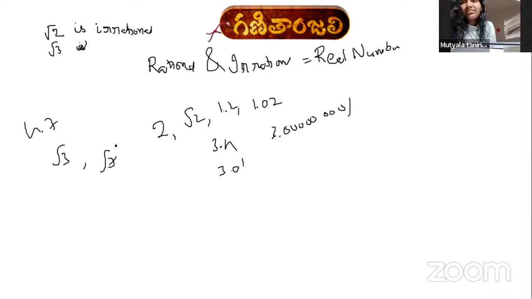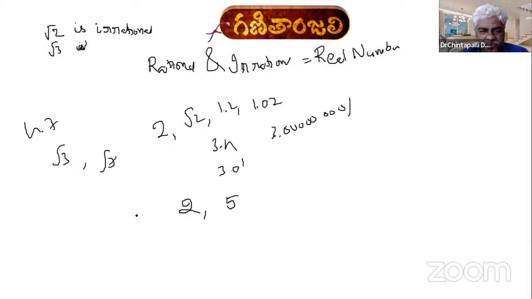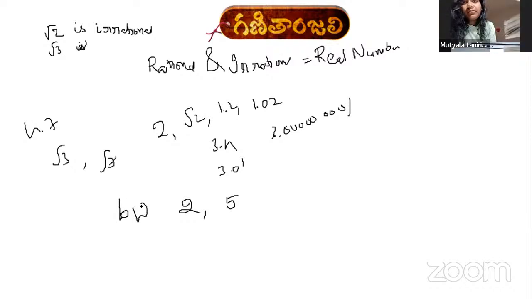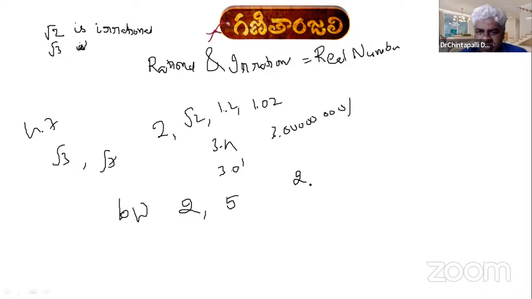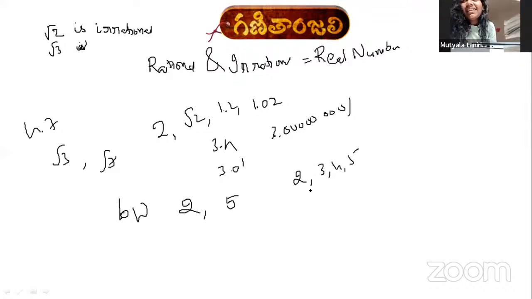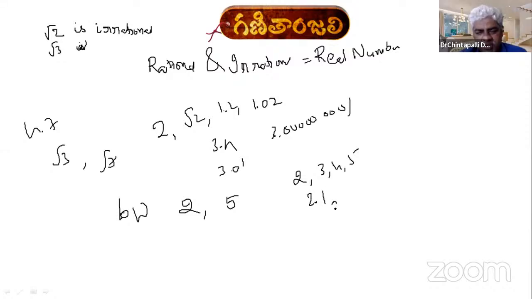Agree? Now tell me, how many real numbers are there between 2 and 5? Four? No, I'm asking about real numbers. How many real numbers are there between 2 and 5? You said 2, 3, 4, 5. But there's also 2.1, which is a real number. 2.01 is a real number. 2.001 is a real number.